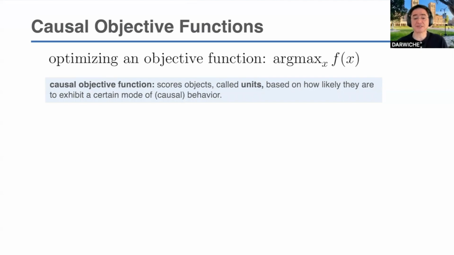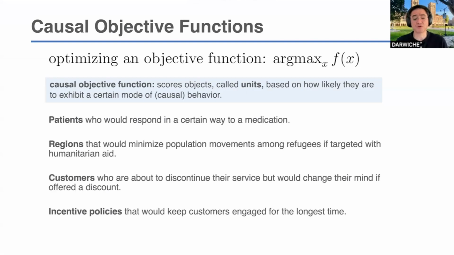And these are functions that score objects, which we will call units, based on how likely they are to exhibit a certain mode of causal behavior. So the new thing here is when I tell you what I'm interested in, or what is the score of an object, I have to really get deep into the theory of causality to even express this particular objective function. And we'll take, of course, a lot of concrete examples as we go on.